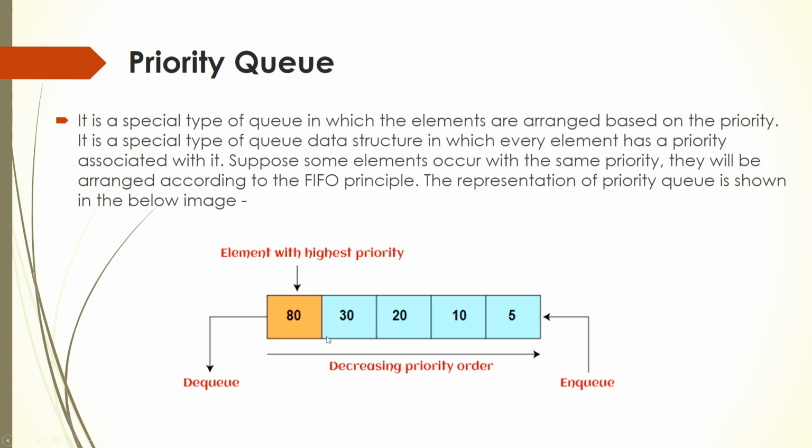The element with the highest priority will be deleted, right? So what does it mean? The element which has the highest priority will be arranged according to the FIFO principle. So as we can see in the diagram, insertion in priority queue takes place based on the arrival, while deletion in the priority queue occurs based on the priority. So priority queue is mainly used to implement the CPU scheduling algorithms.